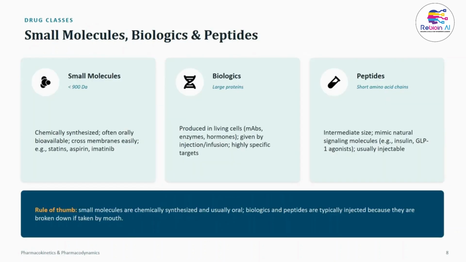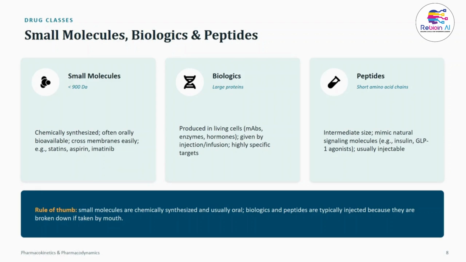We'll discuss a few classes of drugs. Firstly, small molecules, biologics, and peptides. What are small molecules? These are synthetic drugs below 900 Daltons, chemically synthesized. Often they are given orally, are bioavailable, and cross membranes easily. Examples include statins such as atorvastatin, aspirin, and imatinib. And biologics are large proteins.